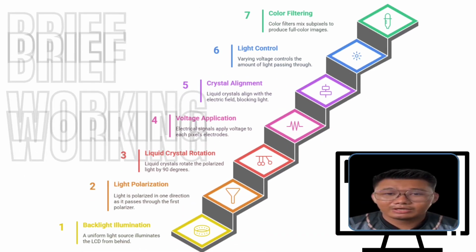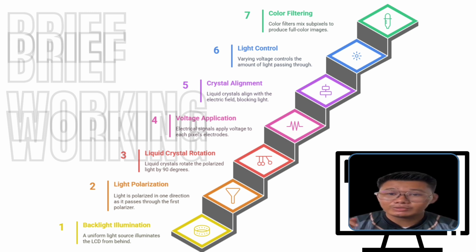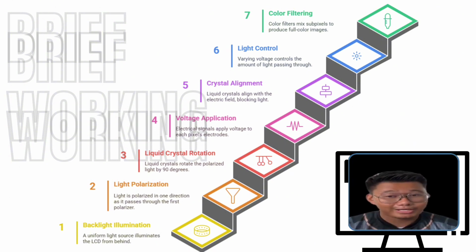Next, I will explain how an LCD, or liquid crystal display, works step by step, briefly. First, a backlight behind the LCD panel shines white light forward. This light passes through the first polarizer, which only allows light vibrating in one direction to pass. Next, the light enters the liquid crystal layer, which sits between two glasses separated with a transparent electrode. When no voltage is applied, the liquid crystal naturally twists the light's polarization by 90 degrees. This rotated light can pass through the second polarizer, making the pixel appear bright.